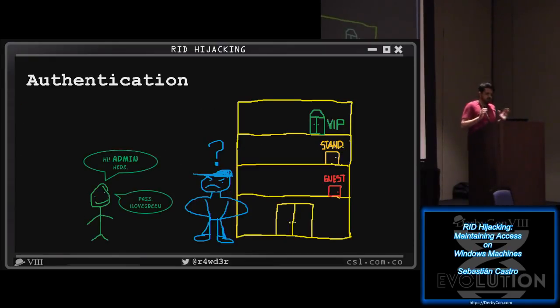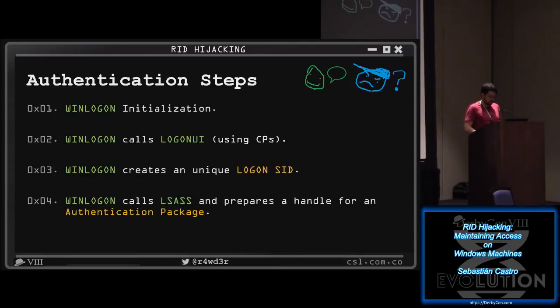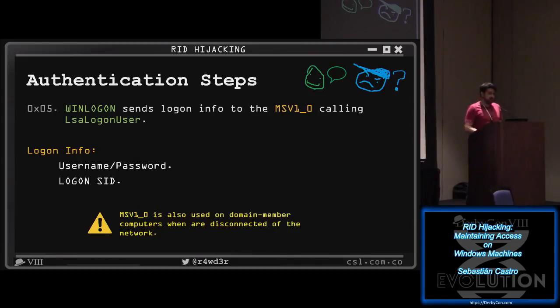So let's suppose that the administrator wants to log on. He provides his username and password to WinLogon. To do that, Windows needs to initialize some tasks and connections between processes. Right after, WinLogon calls LogonUI to grab the credentials by using credential providers. With this information, WinLogon will create a unique Logon SID to identify this logon attempt. And now Windows retrieves the handle for an authentication package, which is used to verify the authentication policies of a logon attempt. Remember that we are focusing on the MSV1_0 DLL as an authentication package.